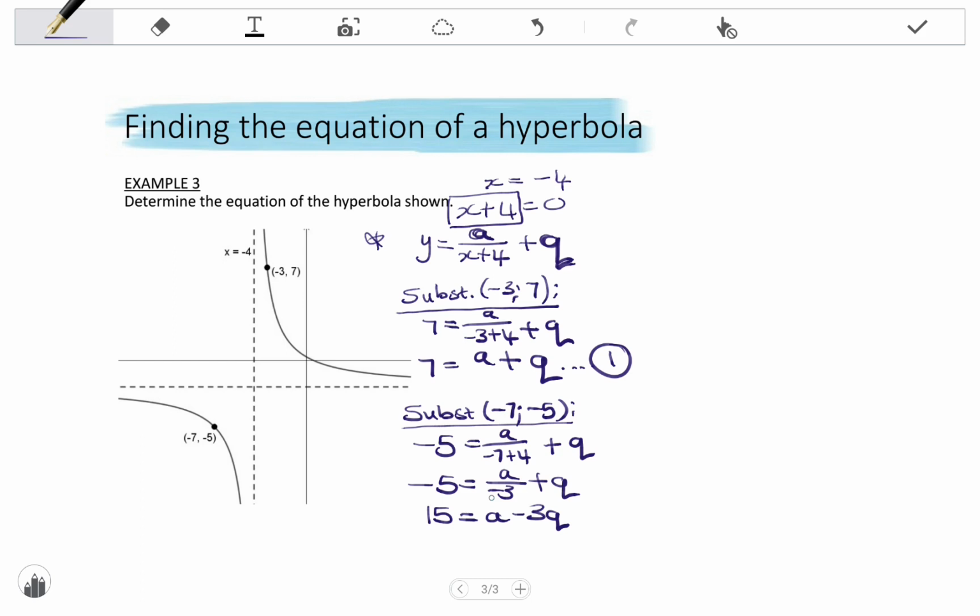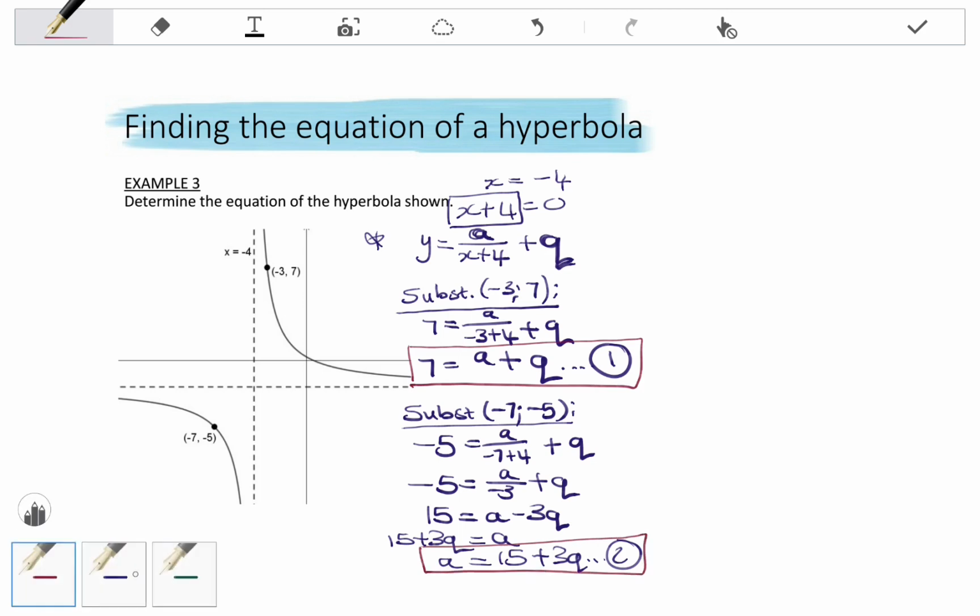Okay, so what I want to do to use the method of substitution is I need to solve for one variable. So in this equation, I'm going to solve for a. So I'm going to add 3q, and I have 15 plus 3q equals a, and I'm just going to rewrite it so it's easier to see for some of us. Okay, and that is my second equation. So I'm just going to put a box around them so I can see them clearly amongst all this writing. And maybe you could highlight yours, okay?